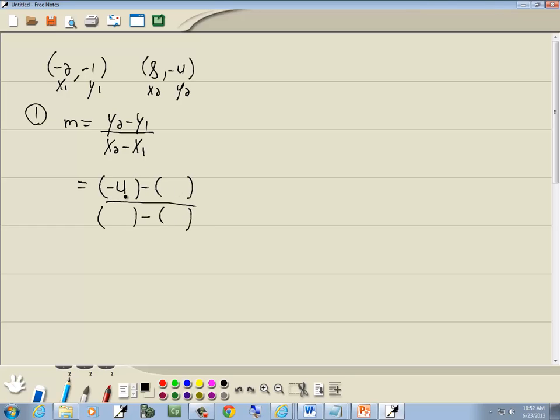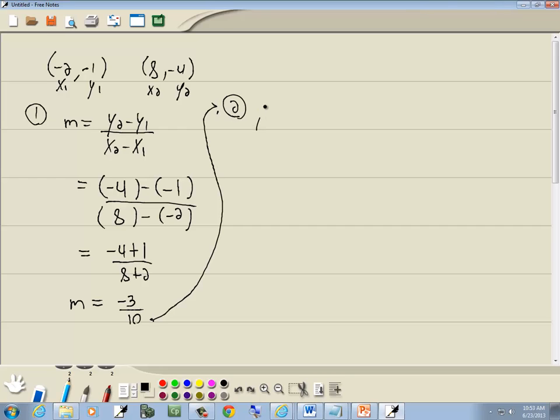y2 we said was -4, y1 is -1, x2 is 8, and x1 is -2. Remember, a negative negative gives you a positive, so this becomes -4 plus 1. And here we got a negative negative also, so that becomes 8 plus 2. Well, -4 plus 1 is -3, 8 plus 2 is 10, and that's m.